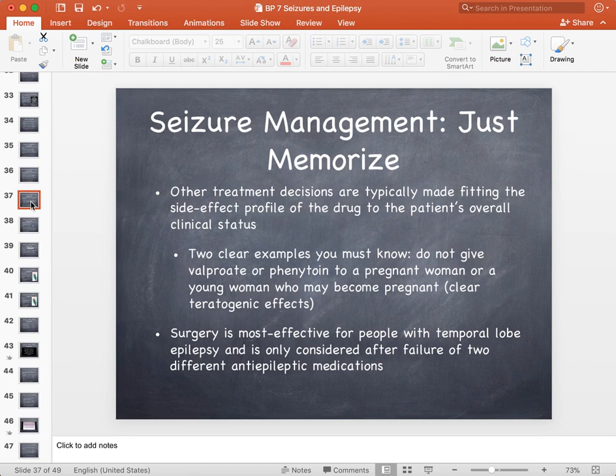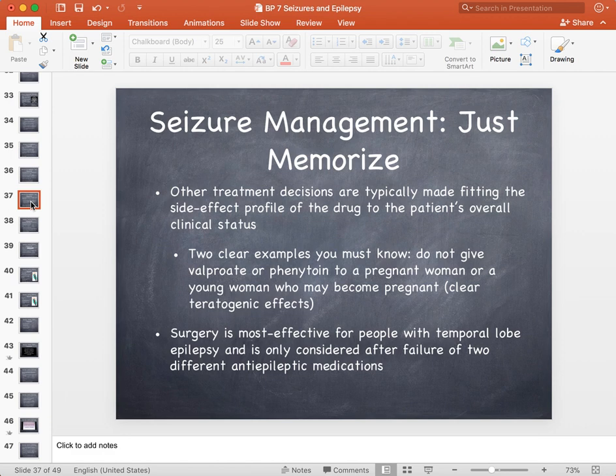When it comes to surgery, it's most effective for people with temporal lobe epilepsy. It is considered in other parts of the brain. We don't generally like going after seizure foci that are right next to, for example, where your speech is or your motor strip. But other than that, pretty much anything is fair game. The standard way of going about this is a patient is put on an antiepileptic. If they fail, you try a second. If they fail that, it's time for referral to surgery.